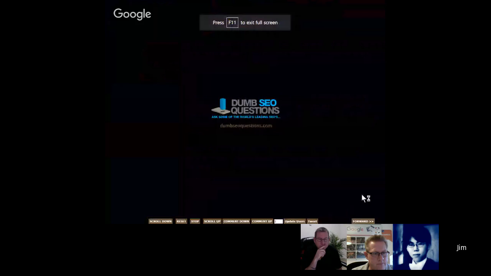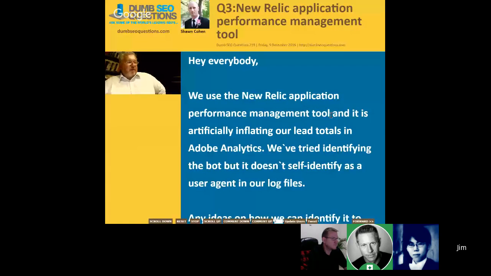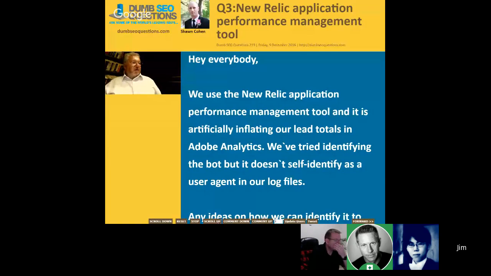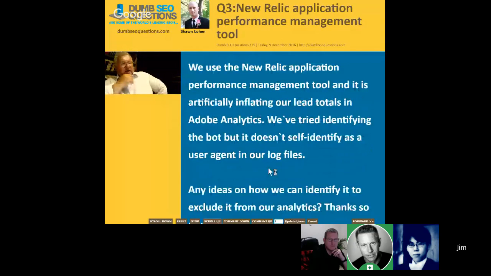Now we have a question from Sean Cohen about New Relic, an application performance management tool. I haven't heard of it. Anyway, Sean said, hi, everybody. We use the New Relic application performance management tool, which is inflating our lead totals in Adobe Analytics. We've tried identifying the bot, but it doesn't self-identify as a user agent in our log files. Any idea how we can identify it to exclude it from our analytics? Thanks so much.